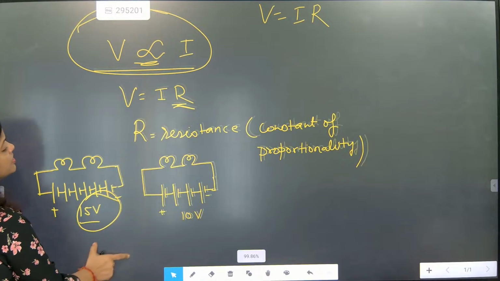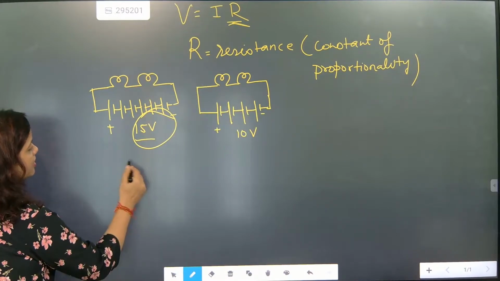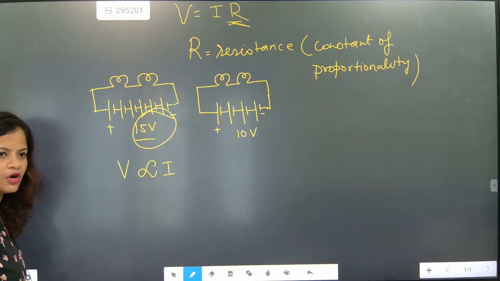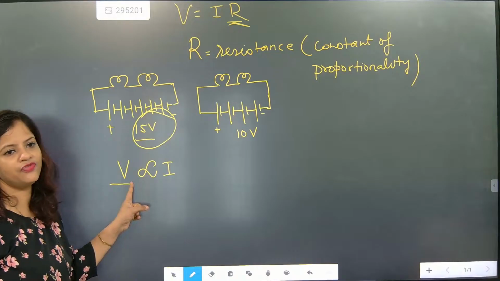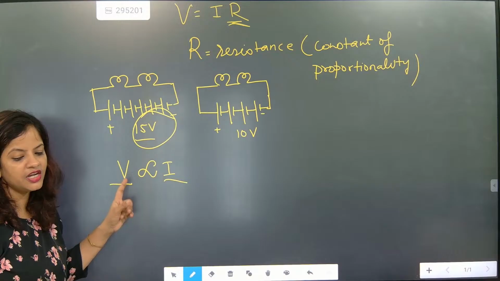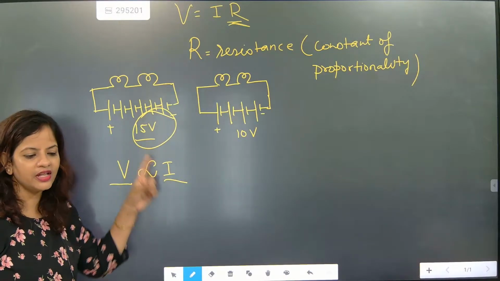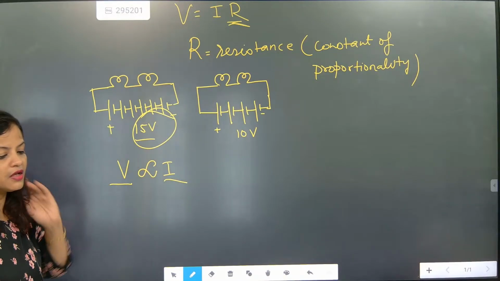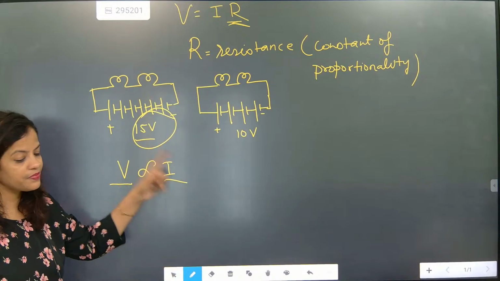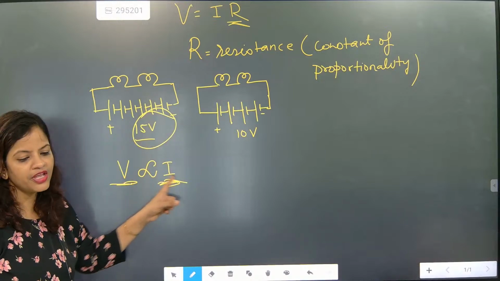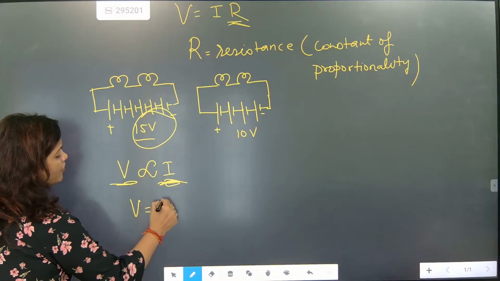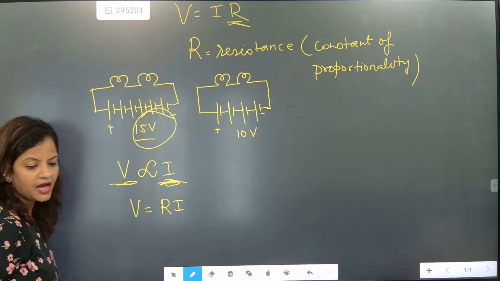This experiment, this reading, is explaining one factor: potential difference is directly proportional to I. That means if you increase potential difference, what will increase? The current flowing in the circuit. If you increase potential difference, the current flowing in the circuit will increase. And to remove the proportionality sign, what do we write? R into I.